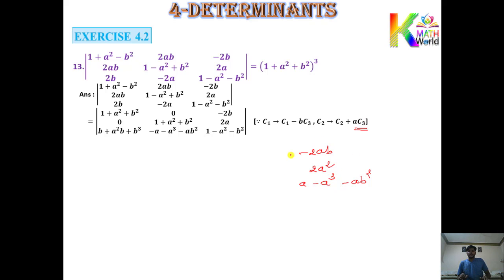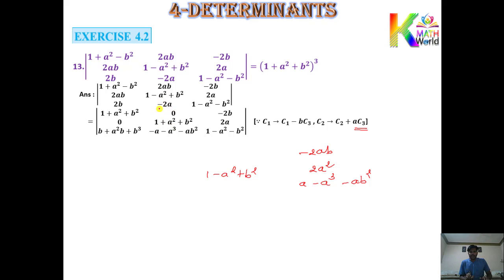Okay, now whatever elements you got, those elements got added to the corresponding elements of C2. So minus 2ab minus 2ab, here you got 0. Here the second entry is 1 minus a square plus b square. That got added with plus 2a square. So minus a square plus 2a square means you got 1 plus a square plus b square.